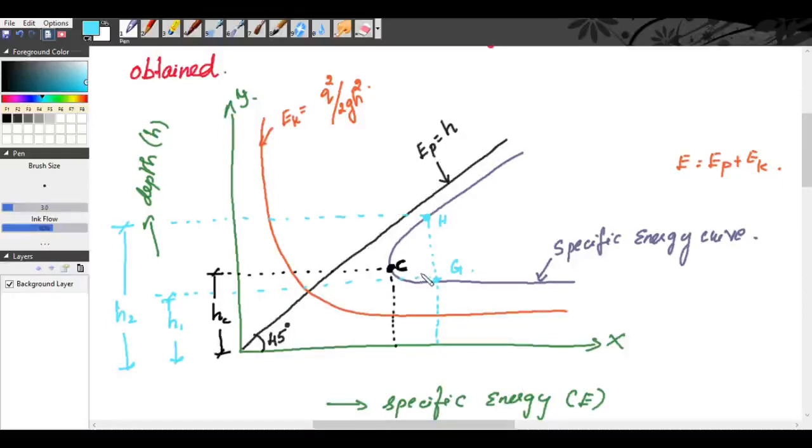So that's all for today. And in the next class, we will be discussing what is the maximum discharge for a given specific energy value, what are hydraulic jumps, etc.